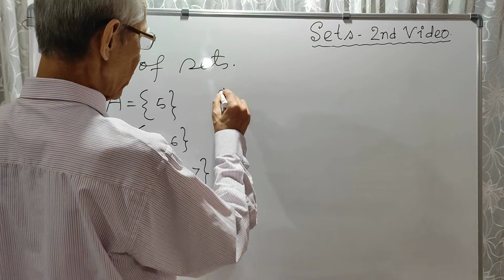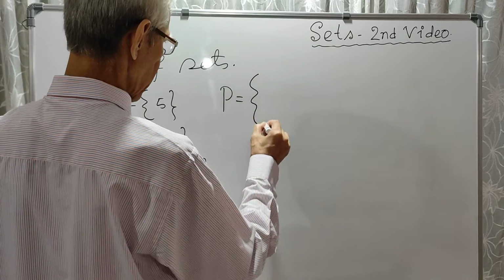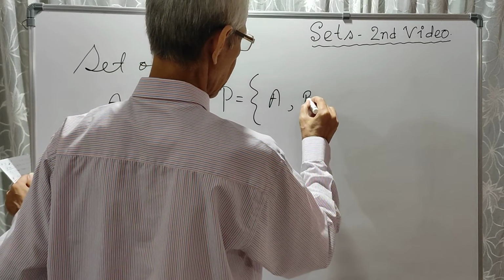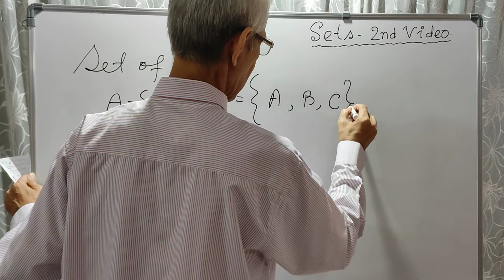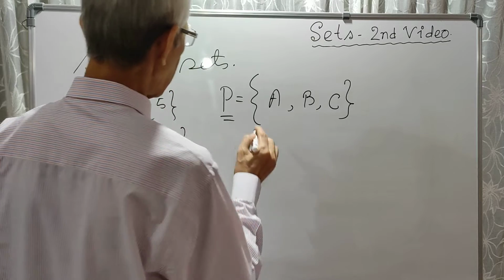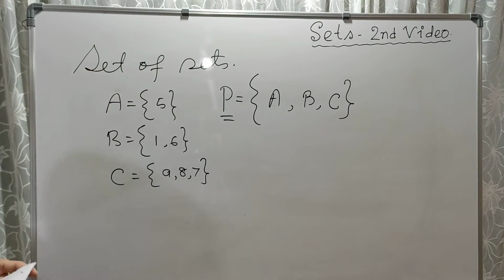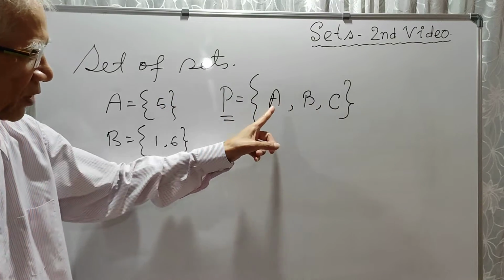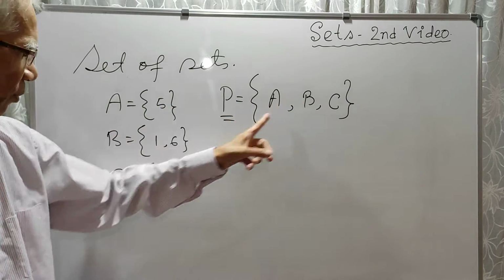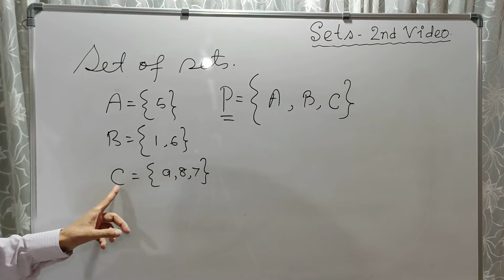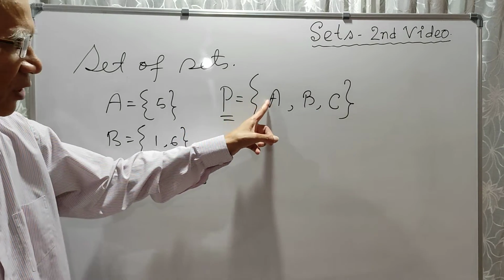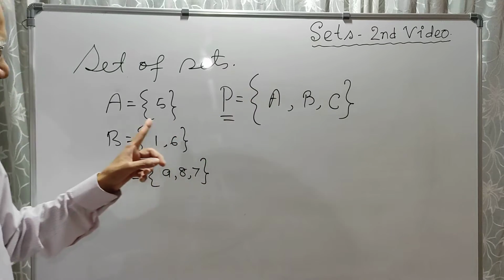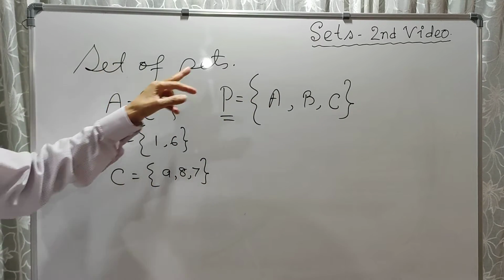Now consider this set P. This P is called a set of sets. Why is P called a set of sets? Because every element is a set. A is a set, B is a set, C is a set. Now P is a set containing these three elements A, B, C, and all three elements are sets. This is why it is called a set of sets.